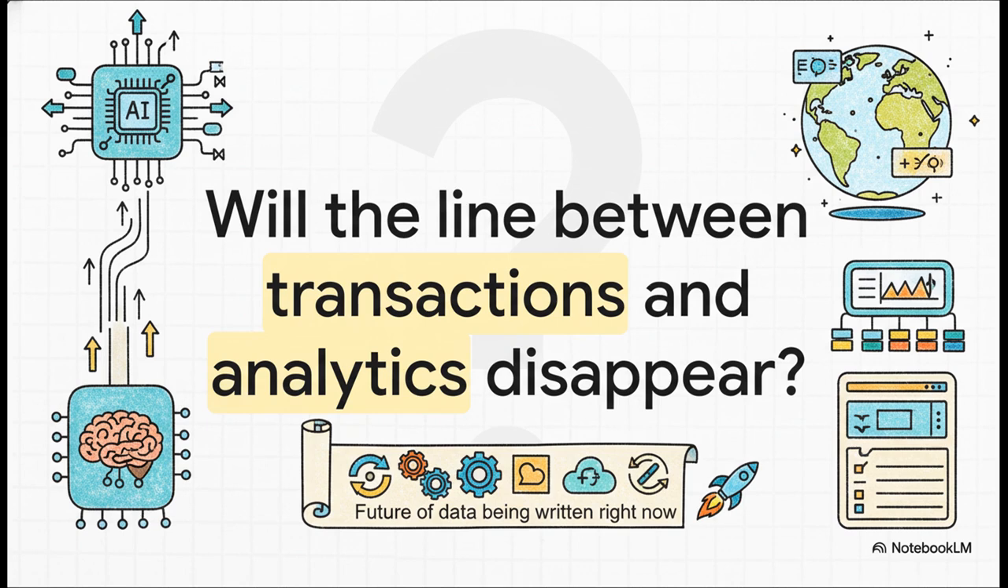As all these systems get faster and smarter, will we one day just have a single system that can do it all? Will the need for this whole complex data journey from one world to another just vanish? The future of data is being written as we speak, and it is going to be incredibly exciting to watch.